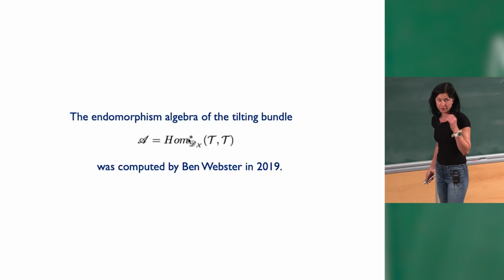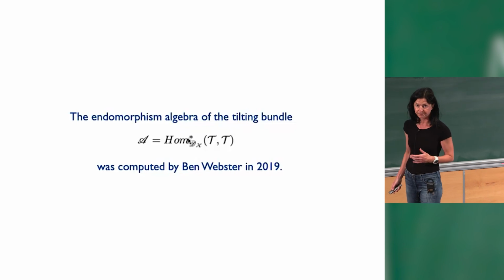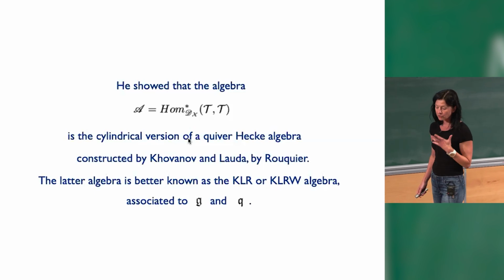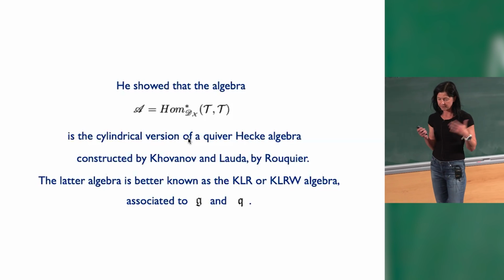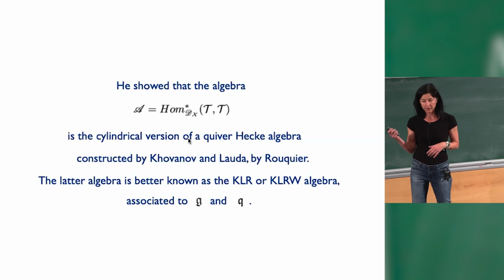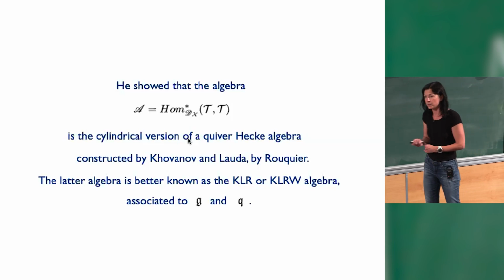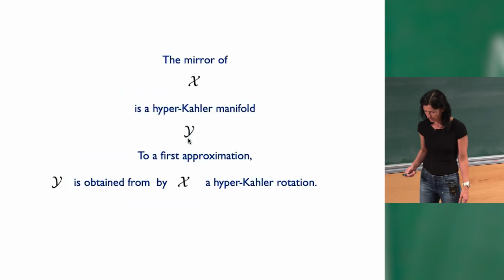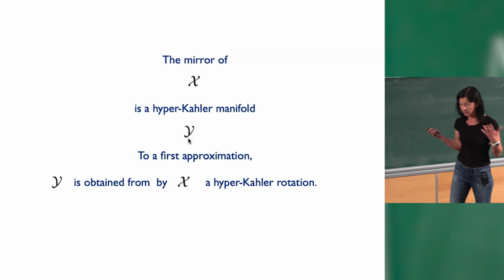Now, for this family of Calabi-Yaus, the endomorphism algebra of the tilting bundle was computed explicitly by Ben Webster in 2019. He showed that the algebra A is a cylindrical version of a quiver Hecke algebra. That quiver Hecke algebra, the cylindrical modification is a minor thing, but the quiver Hecke algebra was constructed by Khovanov and Lauda and by Rouquier some years earlier in 2006. Now, the latter algebra is known as the KLR algebra or KLR-W algebra. That's associated with G and Q. And in particular, as we'll see, it has close connection to categorification of quantum groups.